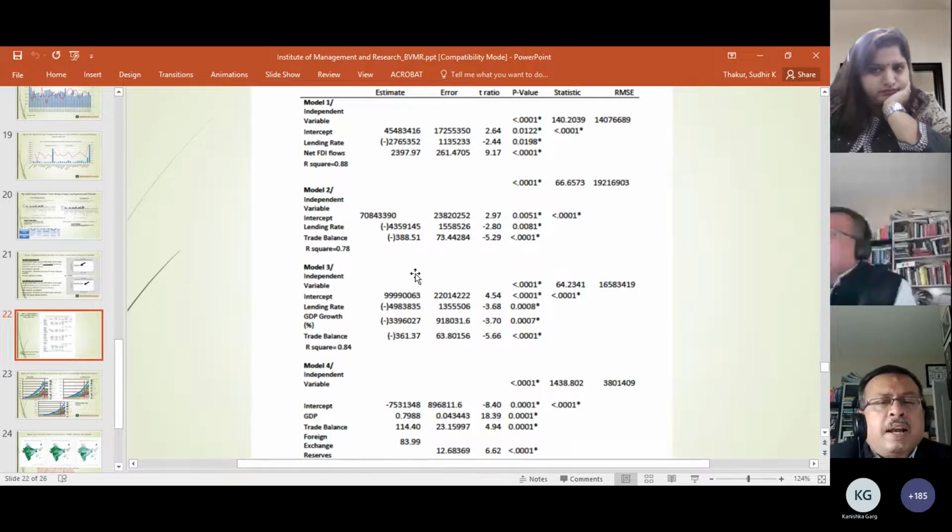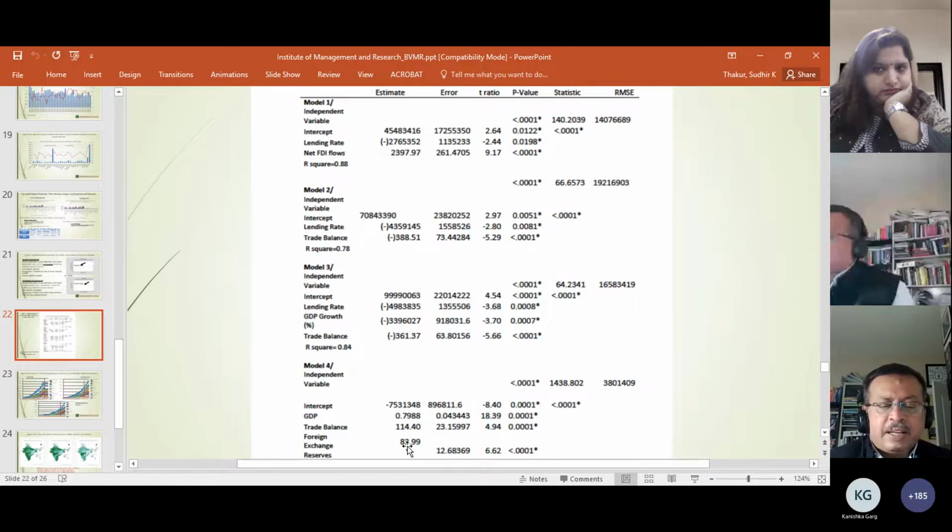So this model has an R squared of 0.88, and so it's a pretty robust model. Let me take another model, the fourth model, and in particular, I want to talk about foreign exchange as an independent variable. So it has a slope of 83.99.